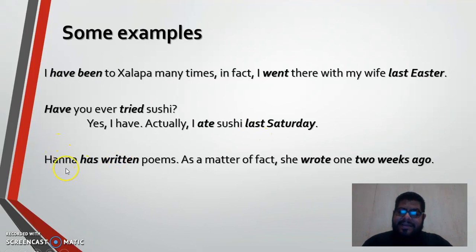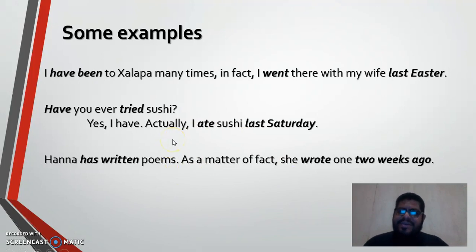Okay? Last example, Hannah has written poems. As a matter of fact, she wrote one 2 weeks ago. Again, I'm telling about something that Hannah has done or something that has happened in Hannah's life. And when was the last time this action happened? Hannah has written poems. As a matter of fact, she wrote one 2 weeks ago. As a matter of fact is quite a long expression and has the same meaning as in fact or actually, but this one is way more formal and is used in very formal writing.